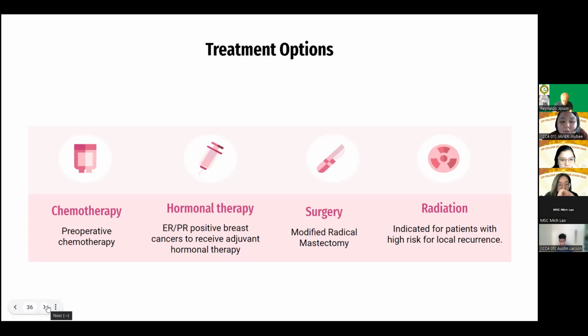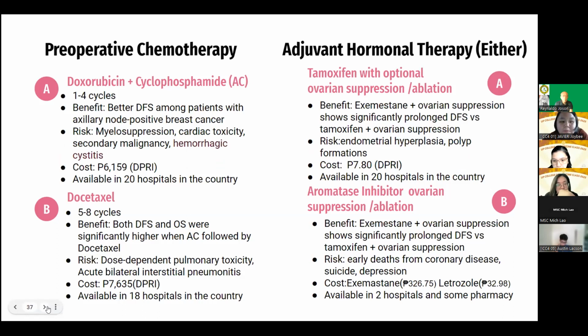Adverse effects of this surgery are the formation of seroma, pain in the chest wall, brachial plexopathy, skin lesions, and peripheral lymphedema. So, next slide. For the treatment modality, for the preoperative chemotherapy, doxorubicin and cyclophosphamide, it is given for 4 cycles.